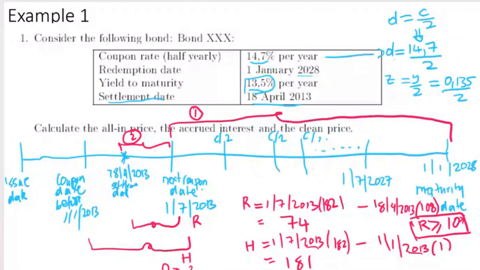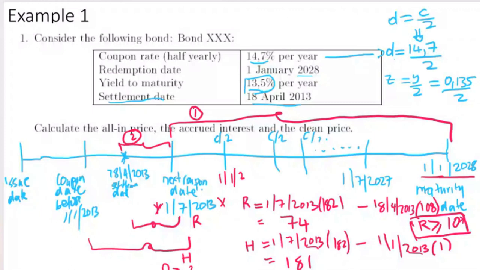Okay, so now we also need to get our N. How do you get your N? Your N is this maturity date minus this date. However, in this instance, you've got 1st of January, and then this date is 1st of July. It's going to give us a problem. So we are going to be doing our calculations differently. What is the next coupon date here? It's going to be 1st of January 2014.